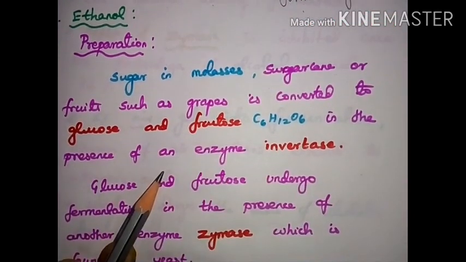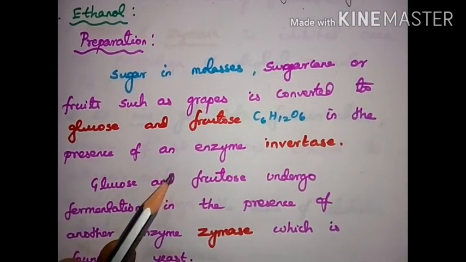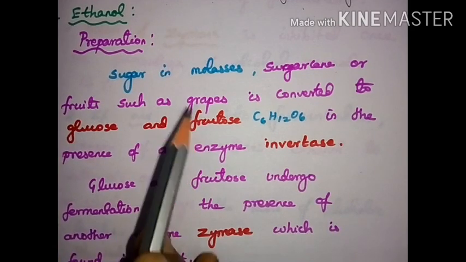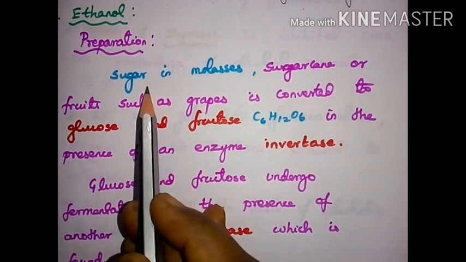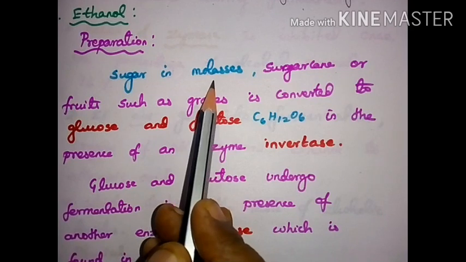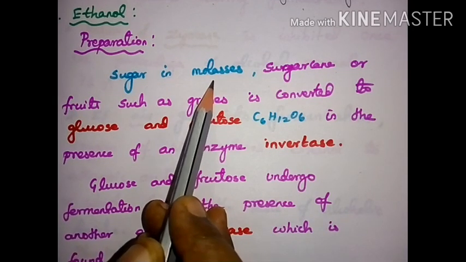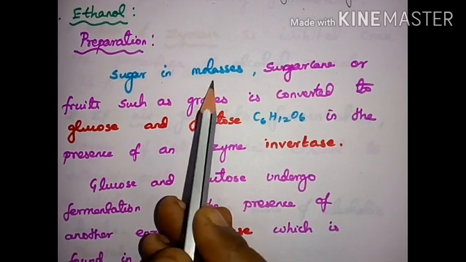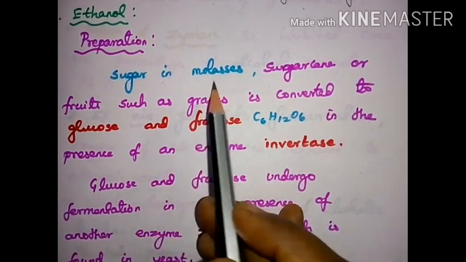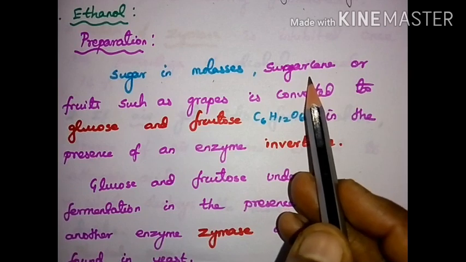Now we are going to see the next commercially important alcohol, ethanol. How is it prepared? In lower classes we studied that we prepare ethanol by the fermentation process. So, sugar in molasses, that means the waste obtained from the sugarcane.